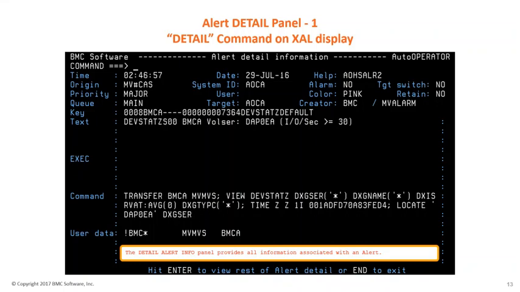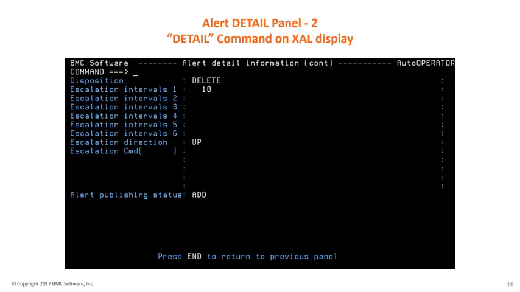So if I go ahead and I want to see the detail of an alert, this is how it will be displayed. And it provides a nice summary display of all the definitions in a single screen, rather than having to go through all the rules displays. And if you go to the next screen, you'll see the escalation information for the alert.